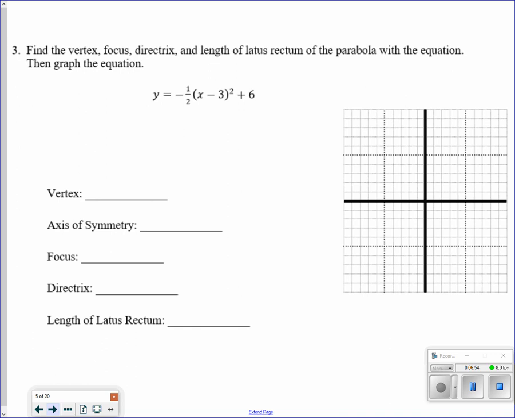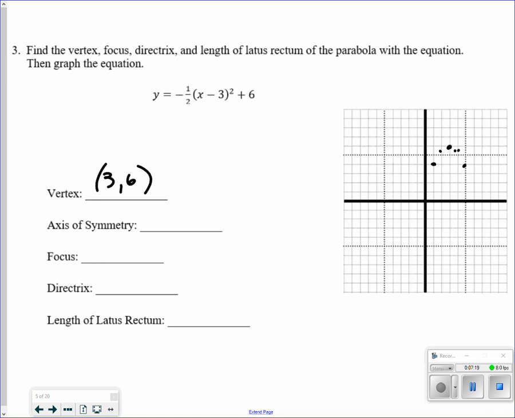This one's already in the correct form for us. So the vertex is at 3, 6. So I'm going to go ahead and do that. So positive 3, positive 6. It's a downward parabola because it's y equals parabola. So left and right 1, I'd get a half. Left and right 2, it'd be down 2.